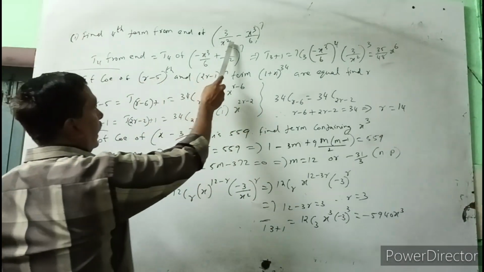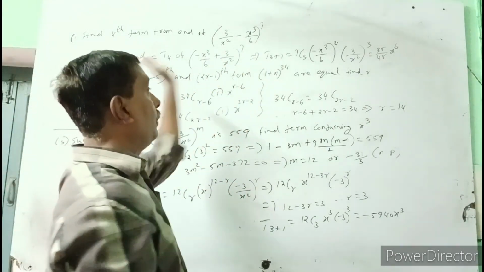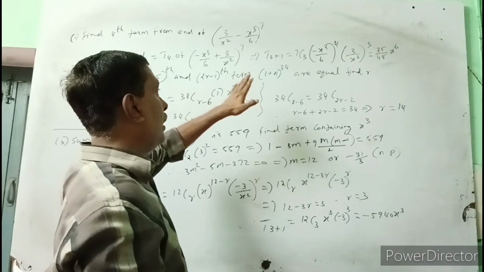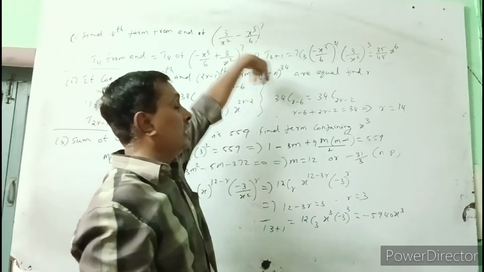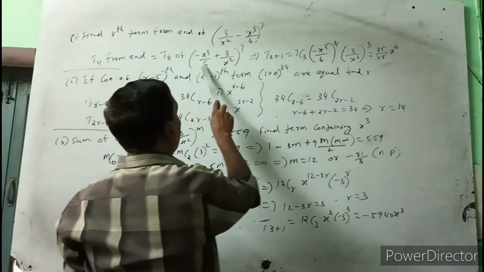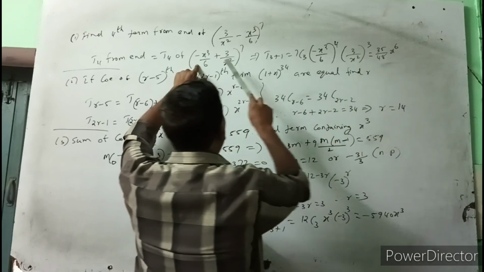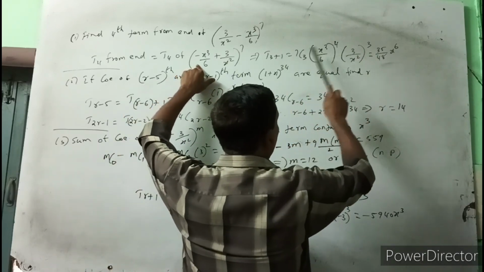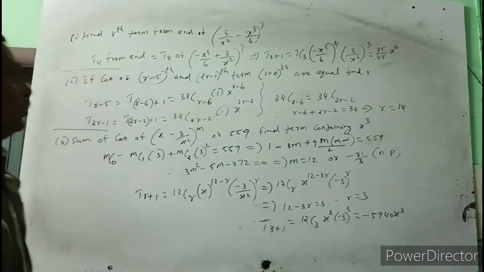If I am finding T4 directly, you will get it in this order. Now, reverse it and find out, and you will get the term from the end. So, whenever you want a term from the end, reverse it: second term first and first term second. Then T3 plus 1 as usual is 7C3. This one here you will see minus q x cube upon 6 all raised to 4, into 3 upon x square all raised to 3. Simplifying, you will get 35 upon 48 x raised to 6.